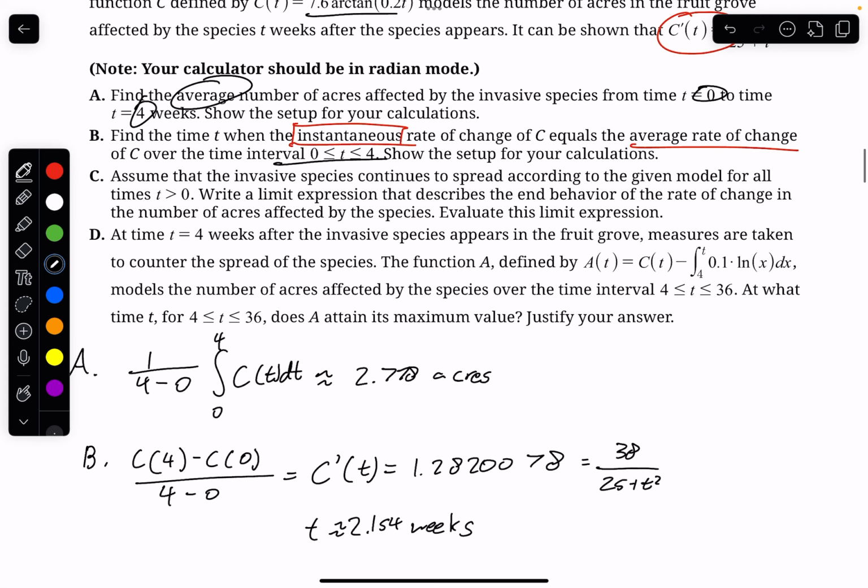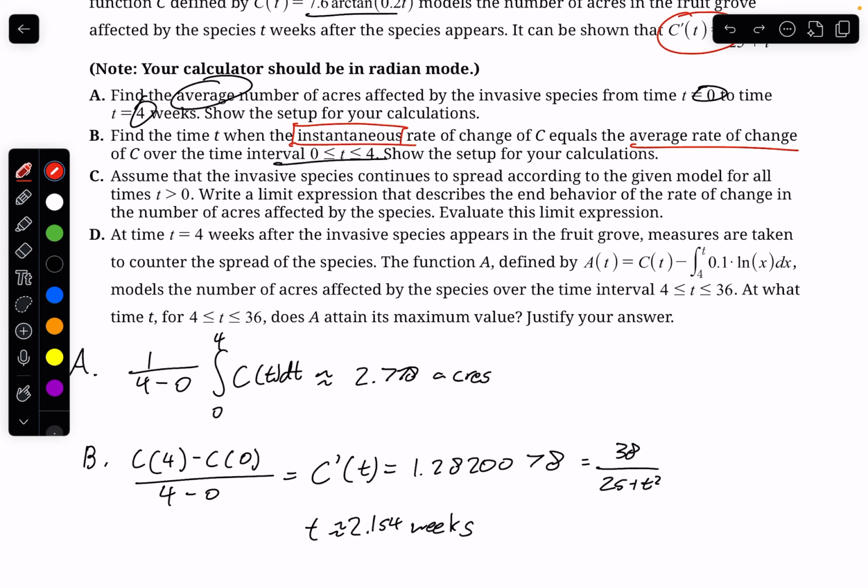Part C. Assume the invasive species continues to spread according to the given model for all times t greater than 0. Write a limit expression that describes the end behavior of the rate of change in the number of acres affected by the species. Evaluate this limit expression.